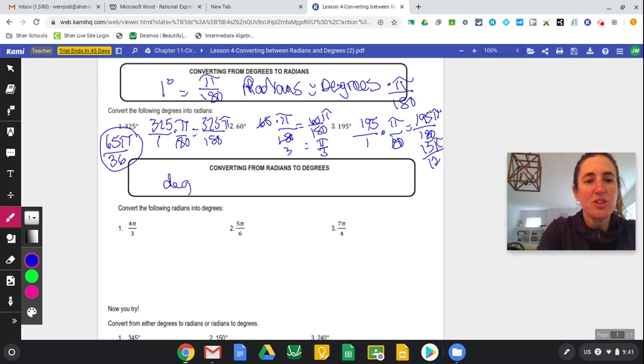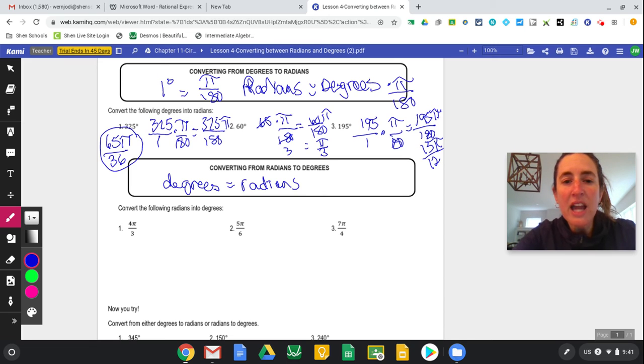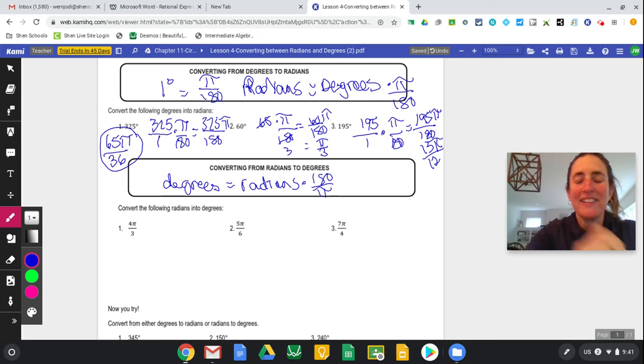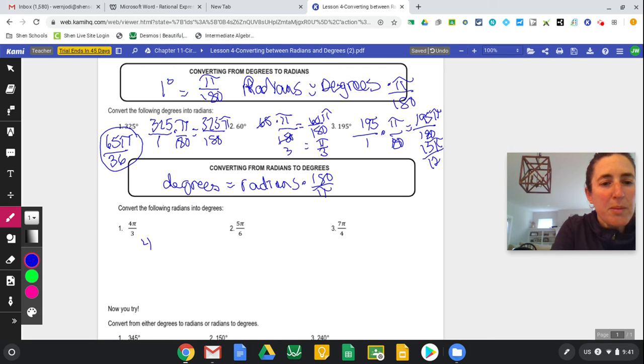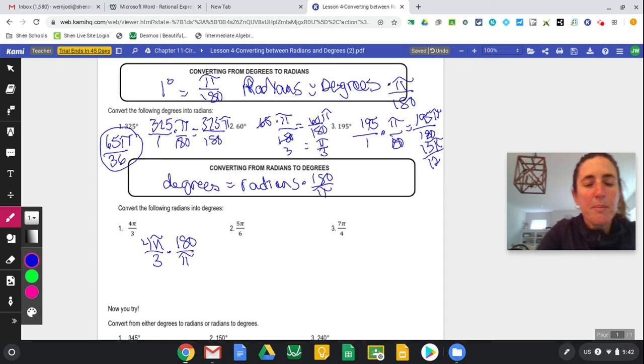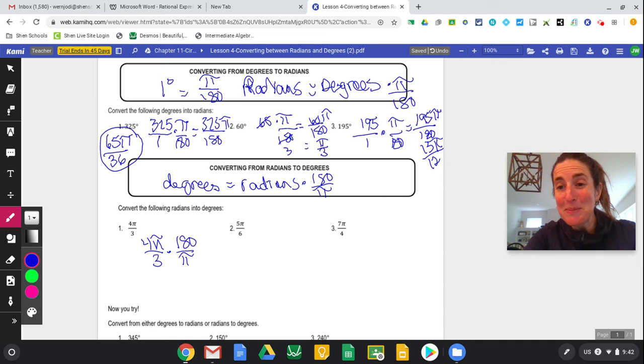So to make it into degrees, it's going to be radians, and instead of pi over 180, now it's going to be 180 over pi. That's because we need the pi's to divide themselves out. So I have 4 pi over 3, and this time I'm going to multiply it by 180 over pi. If there's a pi on the top and a pi on the bottom, they will divide out and no pi's will be left. That's how you know you've done it right.